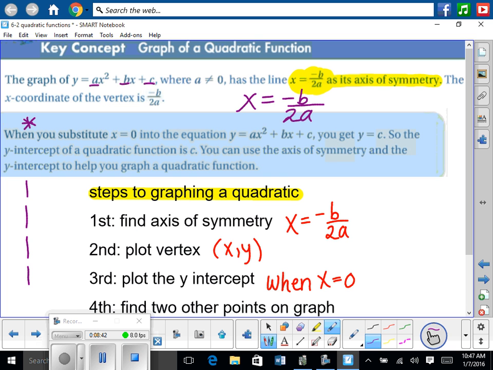Well, think about it, guys. Isn't our vertex always on the axis of symmetry? Yes. So our vertex is going to be on the axis of symmetry.